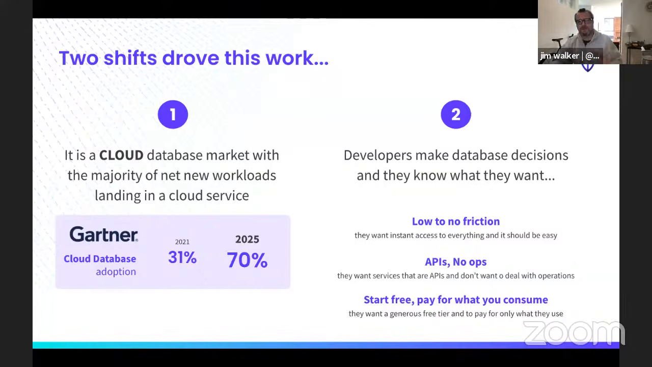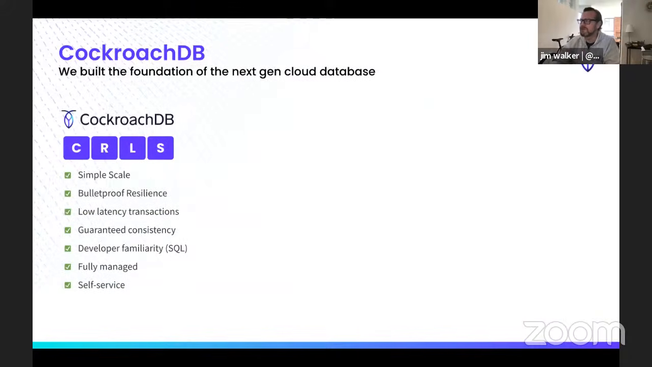And so I think we look at net new workloads going to the cloud. Developers make decisions, and that has really resulted in us taking a step back and saying, look at what we've built thus far. It can scale. It is resilient. We have solved the problem of transactions at global scale, right? And we are guaranteeing consistency. All the while, CockroachDB is implemented with familiar SQL.